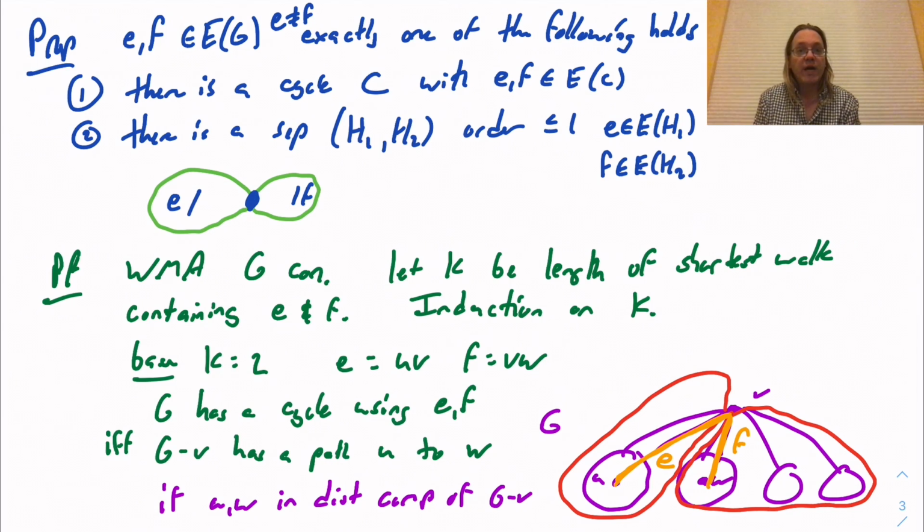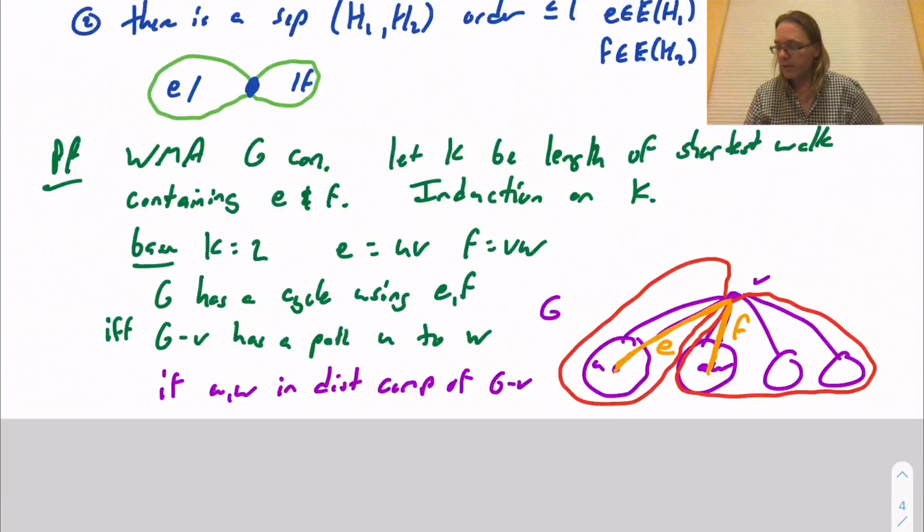So when I have done this, we have discovered a 1 separation in our graph that has E on the left and F on the right. And that was our second outcome, right? That's what we're aiming for. So what we've shown here is that if you have 2 edges, E and F, that share a common vertex, then either there's a cycle containing them both, or there's going to be a 1 separation with E on the left and F on the right. And that's what we were aiming to prove. So now we've completed the base case. We had to work a little in the base case here.